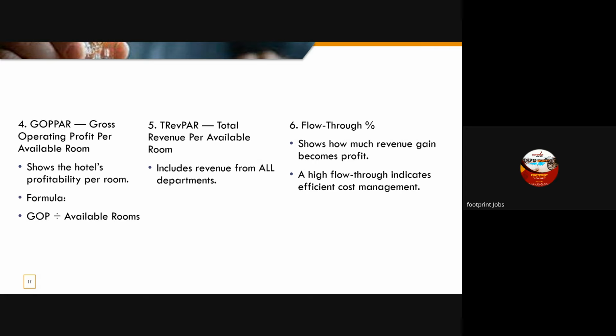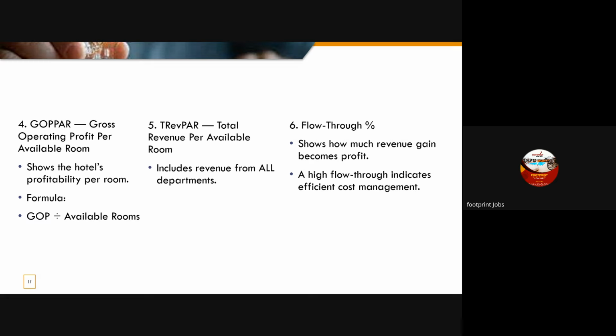I had explained what flow through is. Flow through, like I said, shows how much revenue gain became profit. It is part of the revenue that you did not budget or forecast for. Let's say you budgeted or estimated that your company was going to make 35 million. At the end of the day, you made an additional 1 million, aside from the money that you budgeted for. Out of that 1 million, only 400,000 was used for expenses or operating cost, and 600,000 is profit. That particular profit is called flow through.